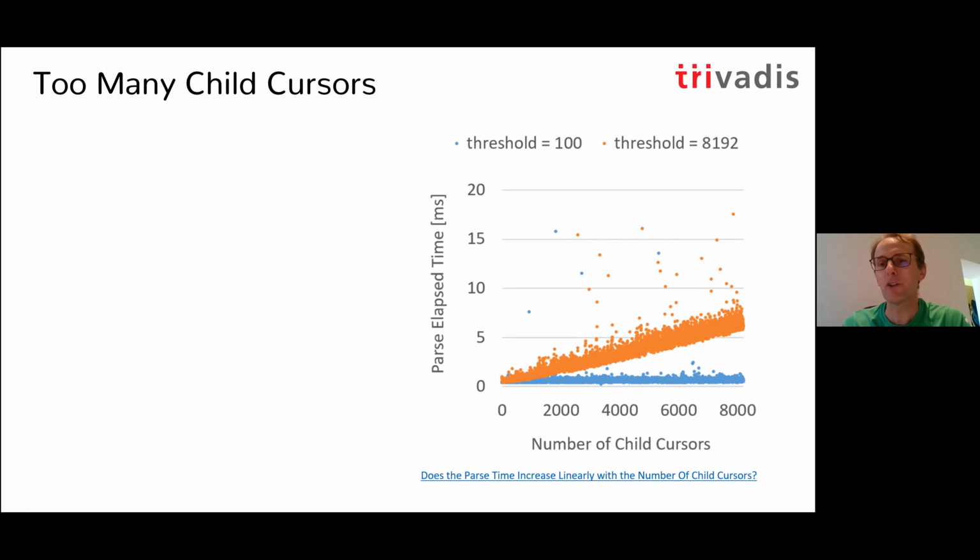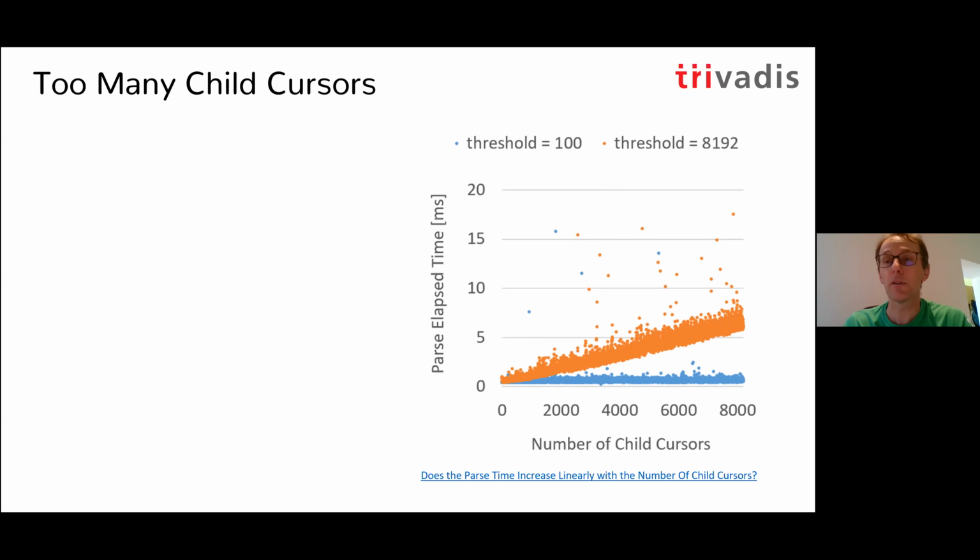What you see in this chart is that the blue line, or data points, are associated to a setting where the threshold is set to 100. That means the maximum number of children is 100. As you can see, if I create thousands of child cursors, the performance is more or less stable. It's quick. You need in general less than 1 millisecond just to parse the test statement I used. If you want more detail, have a look at the blog post I mentioned at the bottom.